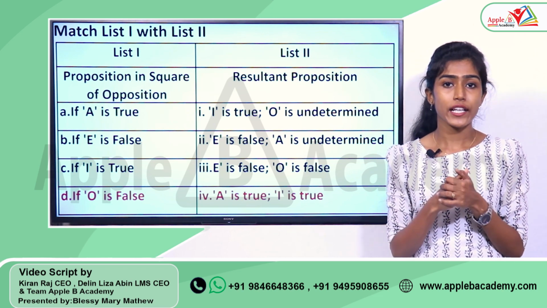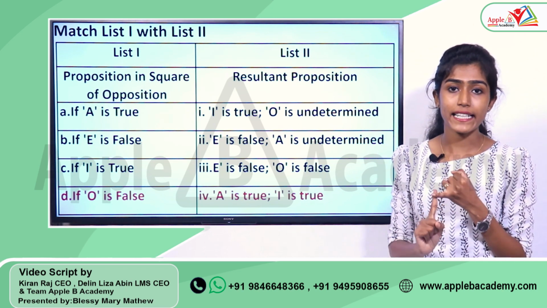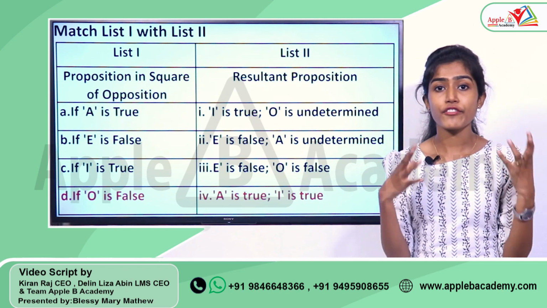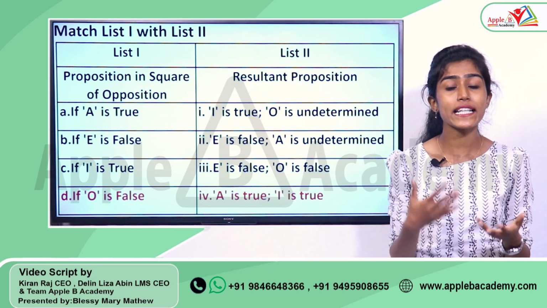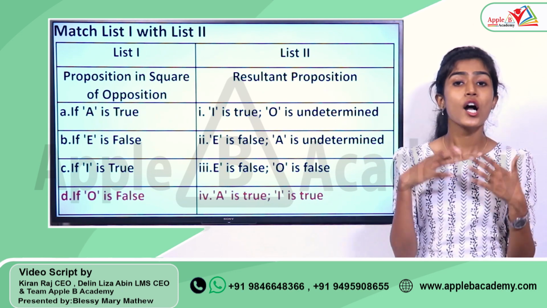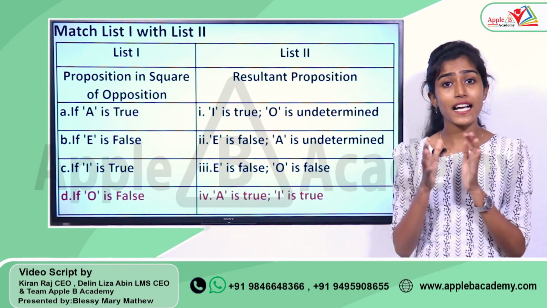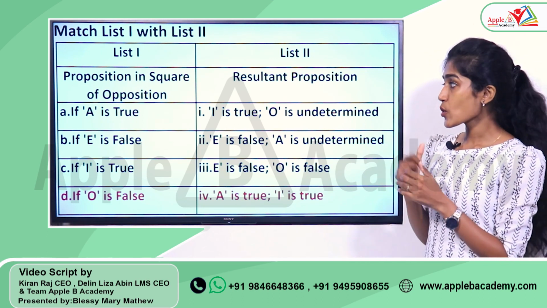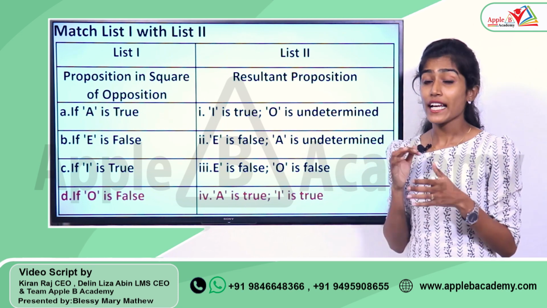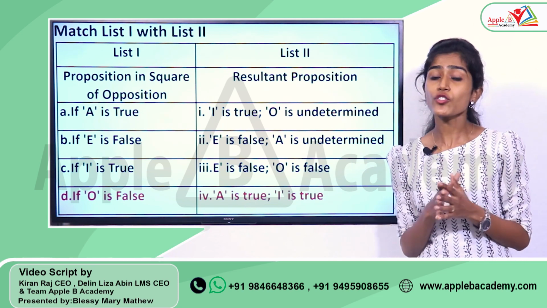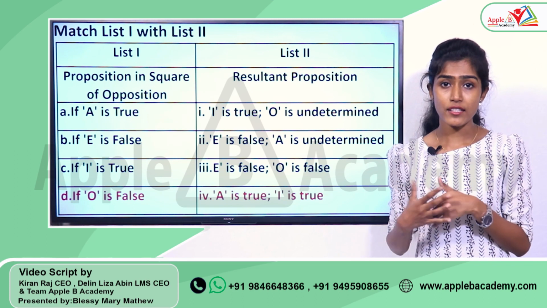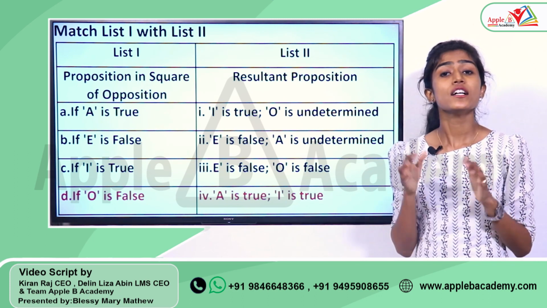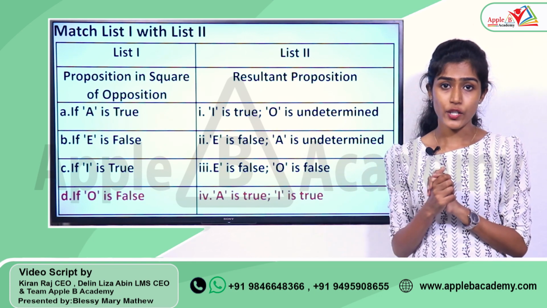So what I need to do here is, first and foremost, have a proper idea about the basics of square of opposition questions: what the different terms in the square of opposition are, how these different propositions are connected to each other, and what the nature of their relationship is. That idea is very, very important. And also you need to practice these kinds of questions. Even though you know the basics of square of opposition, you need to practice these kinds of match the following questions.